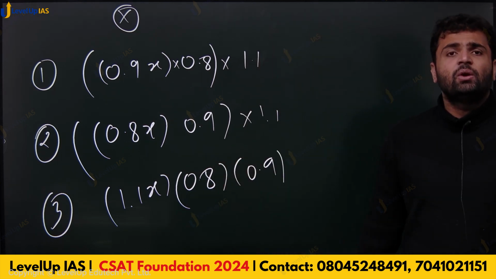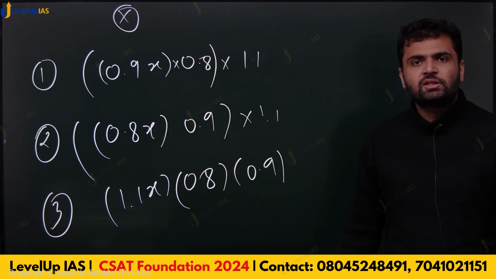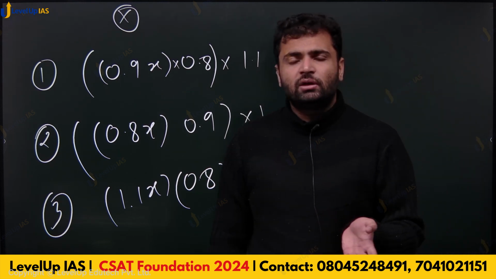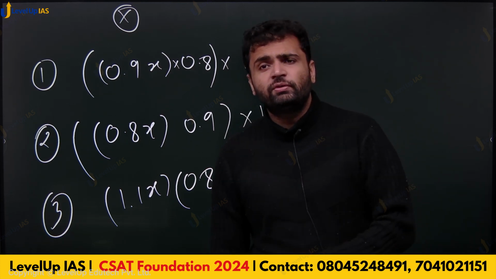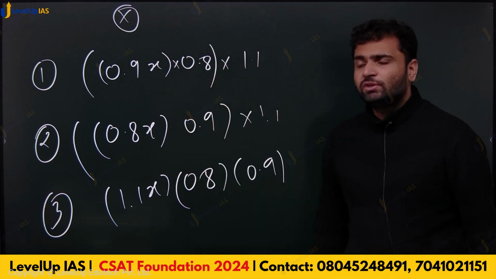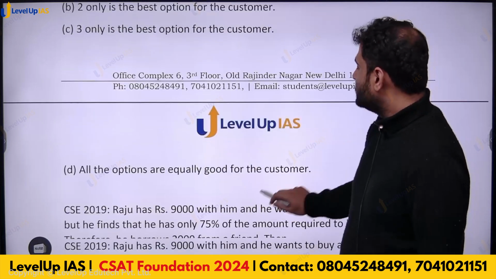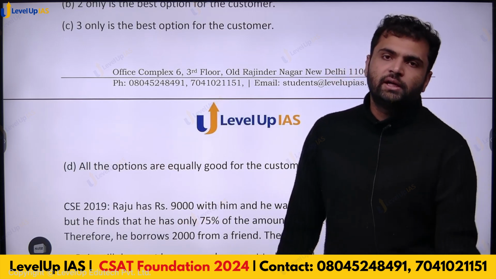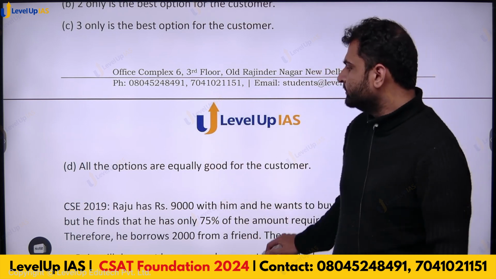Now observe that in all these cases, this is just plain and simple multiplication, and you know that multiplication is commutative. It doesn't matter in which order you are multiplying different numbers. Every time the product will be the same. 4 into 5 or 5 into 4, both are the same, both are 20. So it doesn't matter in which order you do these things. Answer here is all options are equally good for the customer. It doesn't matter in which order you get discount and pay service tax. It absolutely doesn't matter, because at the end it is all multiplication.